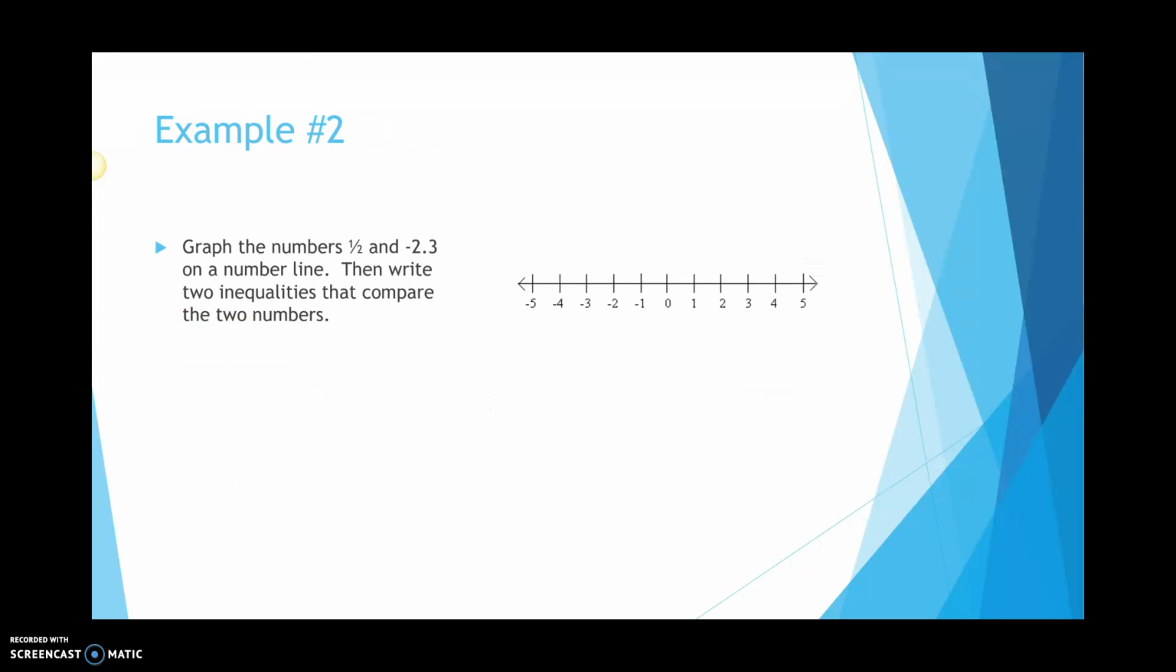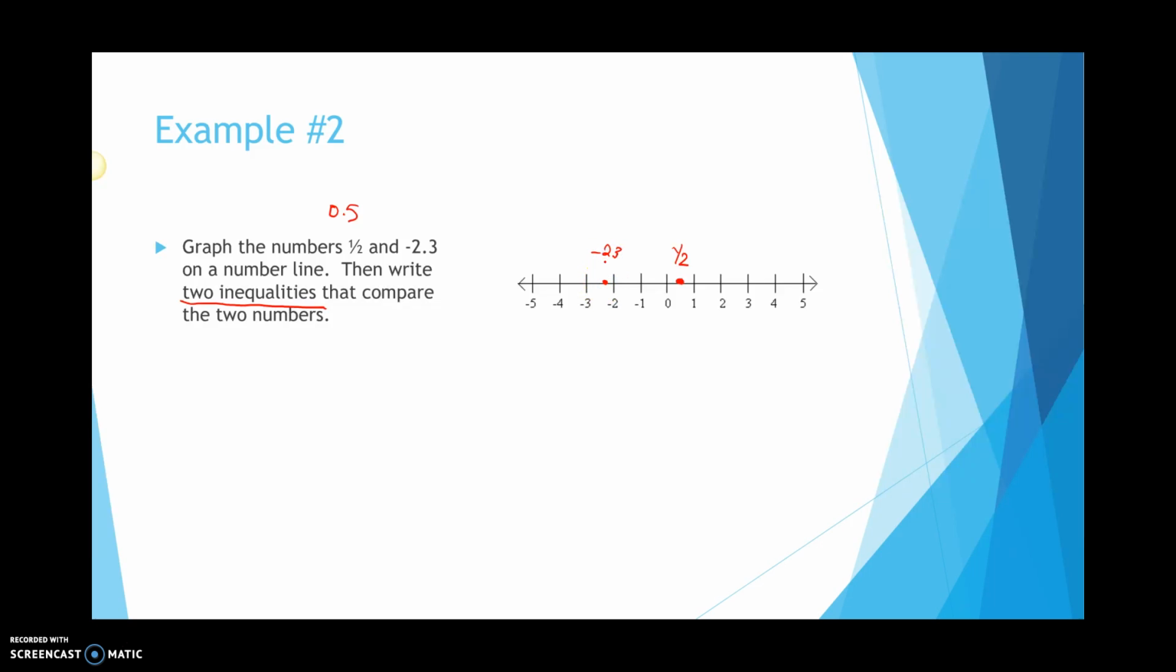Example 2, now they're giving you points and they want you to graph them on the number line and then write 2 inequalities that compare the 2 numbers. So half and negative 2.3. Well, half as a decimal is 0.5. Where does that fall on the number line? Well, it's directly in the middle between 0 and 1. So we'll label it here as 1/2. And then negative 2.3, so that's going to fall between negative 2 and negative 3, and it's right here, negative 2.3.